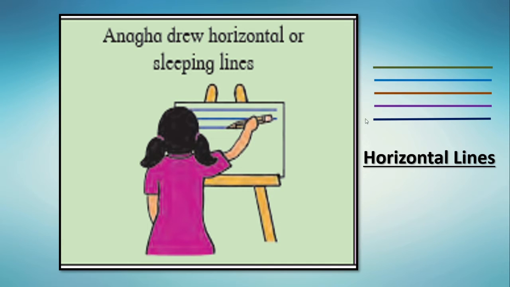Okay, this is second type, that is horizontal or slipping lines. I hope you understood about horizontal or slipping lines. Am I right? Okay, dear children, again we will take one more paper, that is front side pink and back side green.